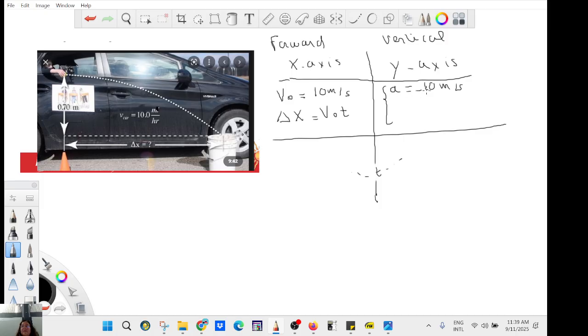So what do we know? What else? So we have 0.7. So is it up and down or left and right? Up and down, right? So I'm going to put that here. So delta y, is it positive or negative? Negative. So it depends where you take your frame of reference.